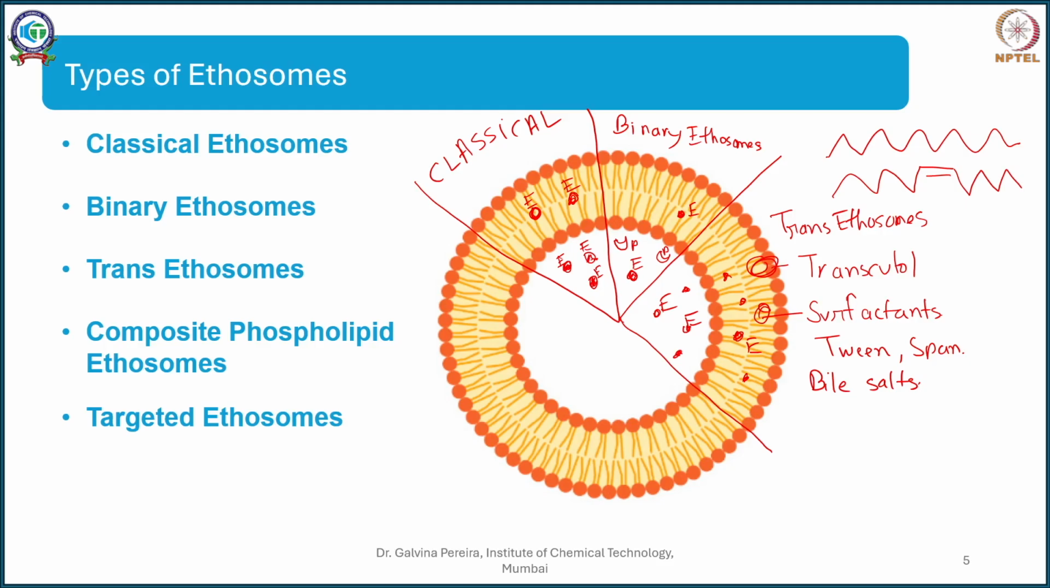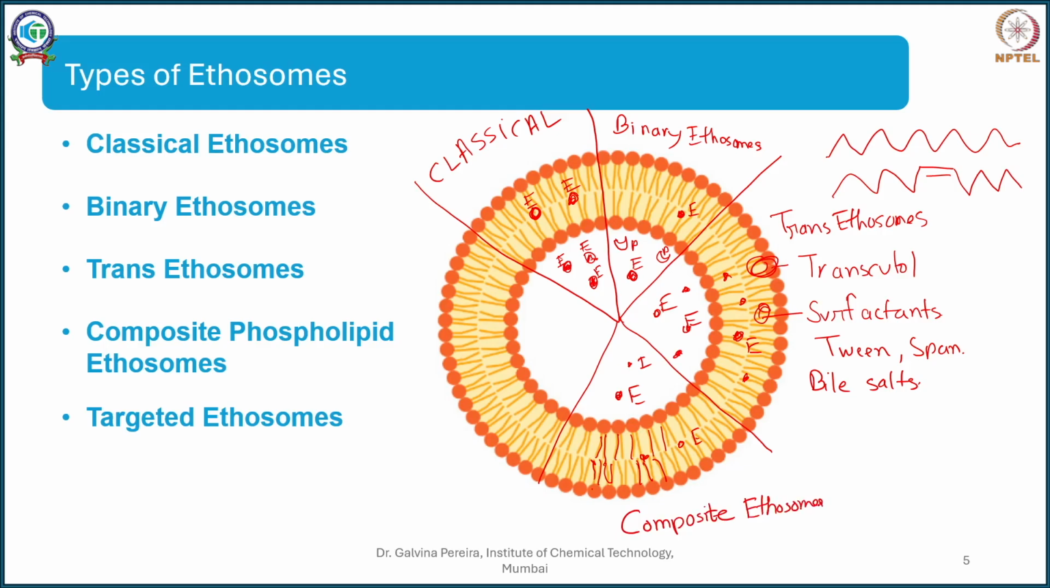This gives more strength and a better structure to the ethosomes, and such kinds of ethosomes, where the phospholipid fatty acid chains are more saturated, are called composite phospholipids. So again you will have your ethanol everywhere, but here your fatty acids are more of a saturated fatty acid. So these are your composite ethosomes.